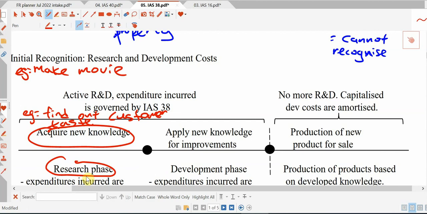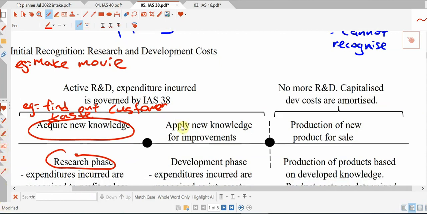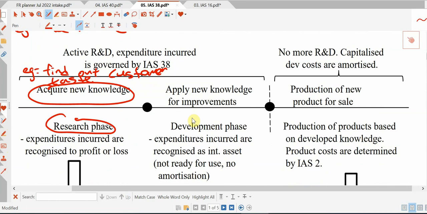Very good. So if, let's say after we find out the customer taste, it is to continue to make superhero movies, then we'll make superhero movies. If we find out that the customer is no longer interested in superhero movies, then we'll continue to find out what they actually like. In the research phase, when we are doing trial and error, I do admit this is trial and error. So we try things only. So these are expenses. You cannot capitalize research costs as your asset. They're just trying things, trial and error. Expenditure incurred is recognized in the P&L.